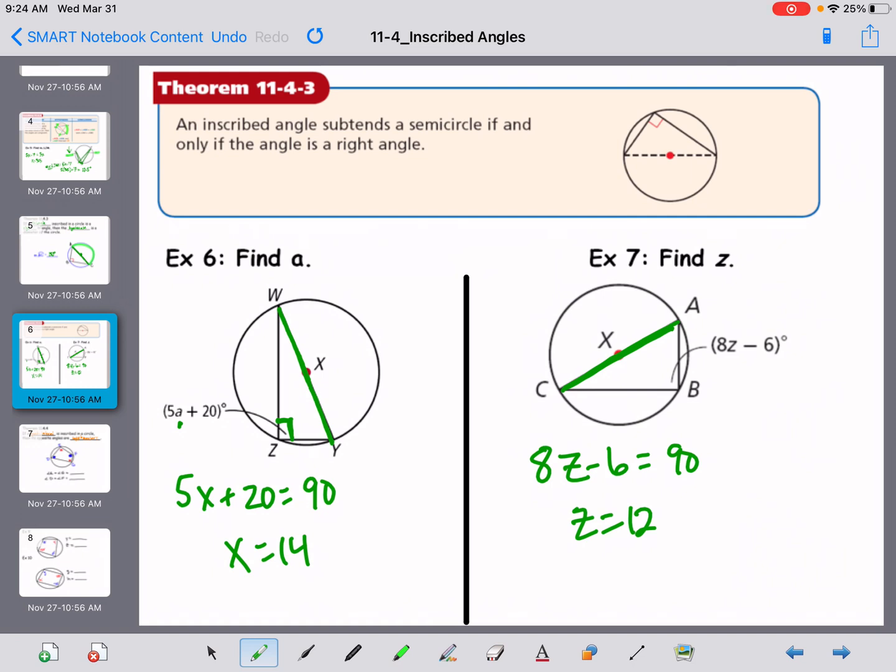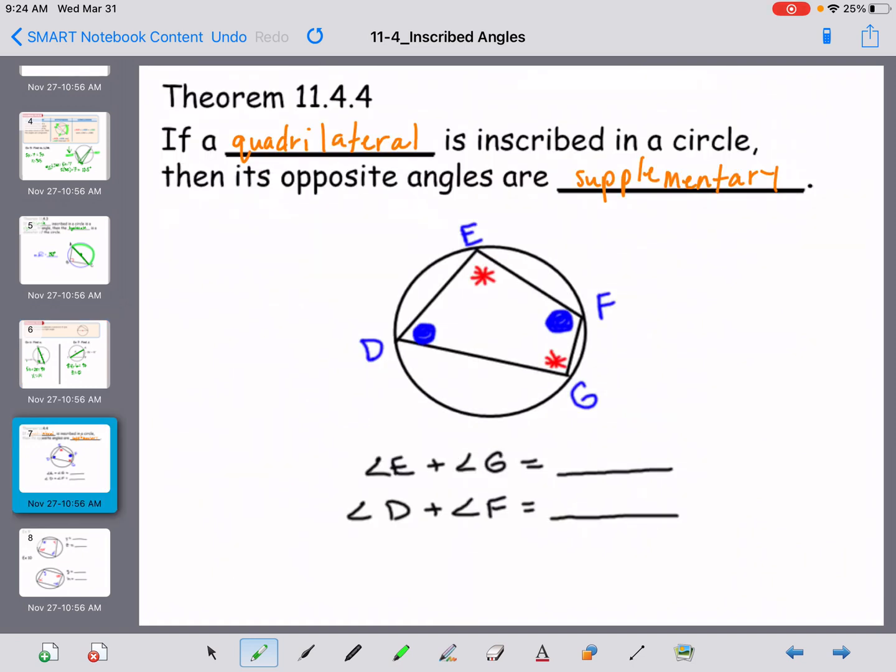All right, new concept. Another theorem. If we have a quadrilateral inscribed in a circle, then its opposite angles are supplementary. So, E and G. All right, E and G. We're talking about these red angles right here. When you add those together, they're going to be 180. D and F, the blue ones. When you add those together, they're going to equal 180.